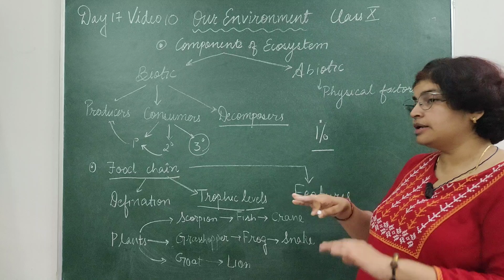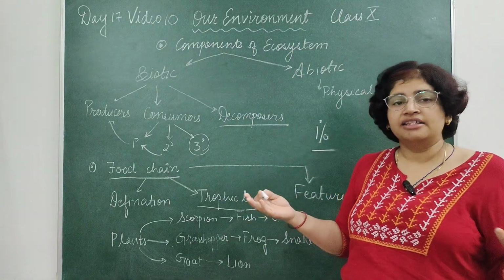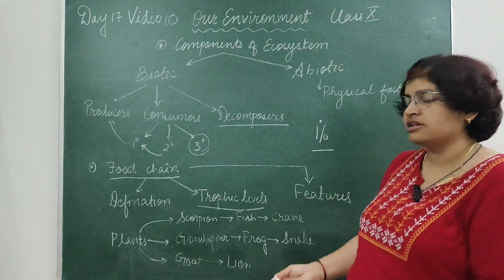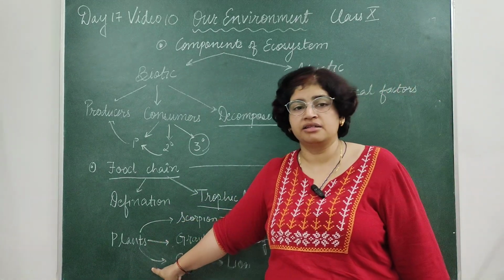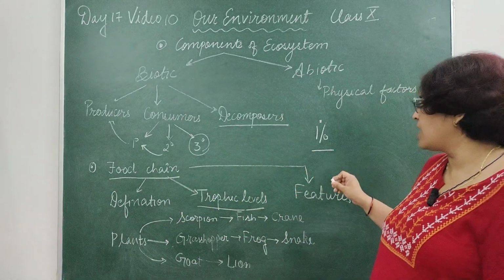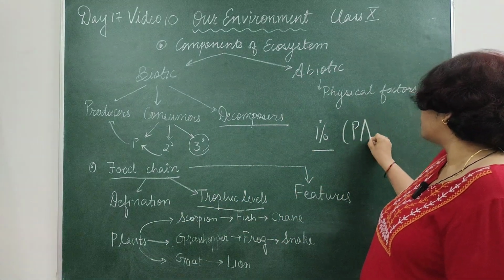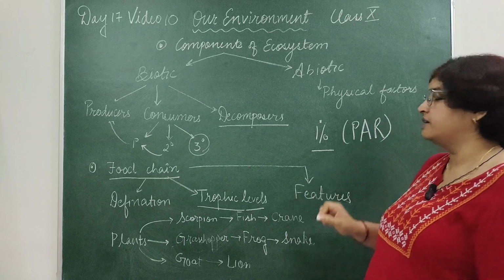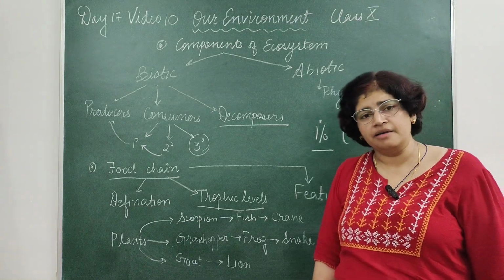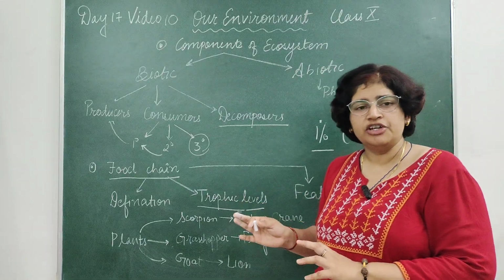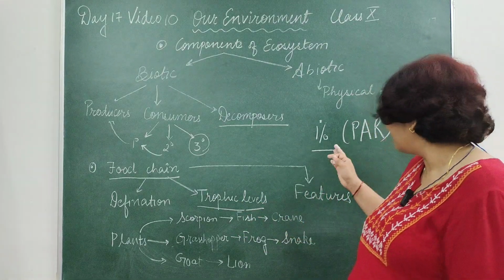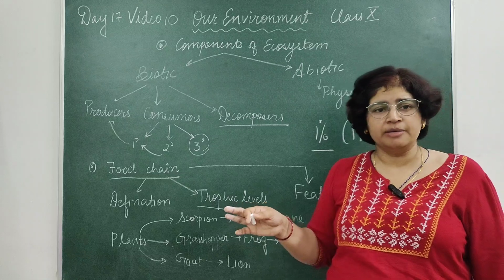So the ultimate source of energy is sun, and of all the sun's radiation that comes to the earth surface, only 1% is absorbed by plants, and such radiations are known as photosynthetically active radiations, PAR. Fine. So this much you have learned today. In our next video, I will showcase about the features of food chain.